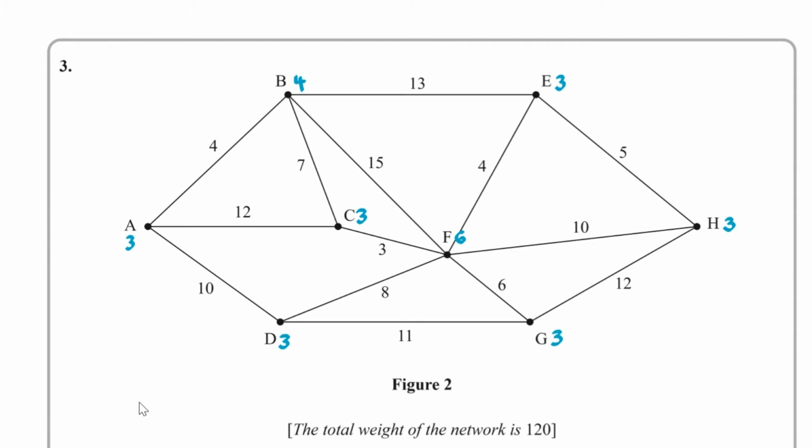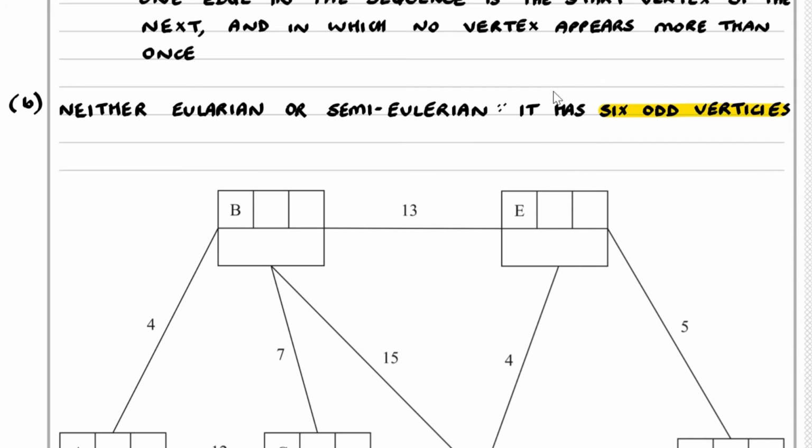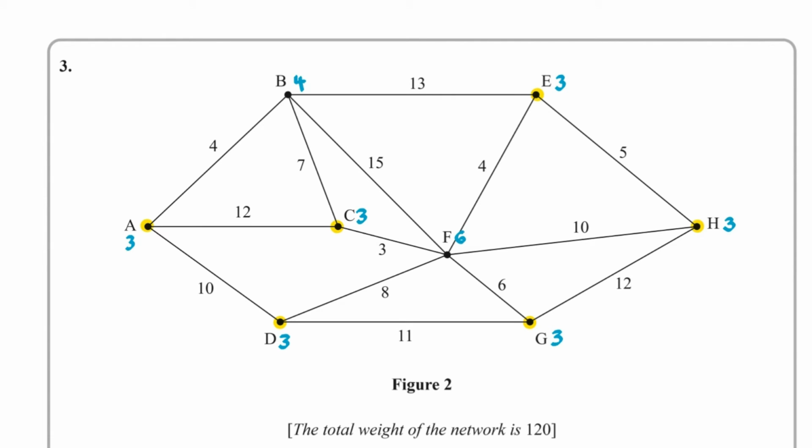And what you can see here is we've got 1, 2, 3, 4, 5, 6. So it's neither Eulerian or semi-Eulerian because it's got 6 odd vertices. And that's what we see here.